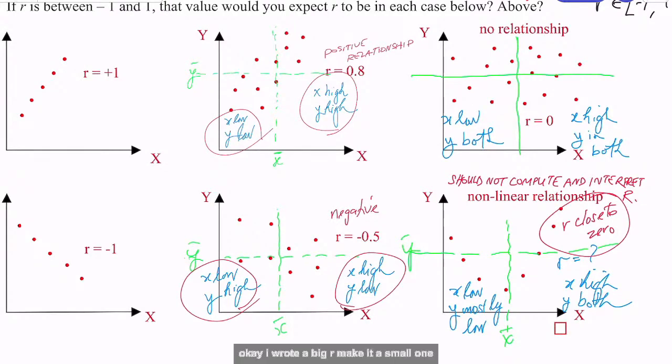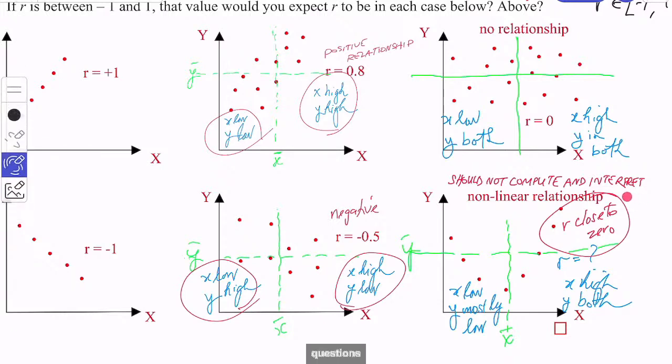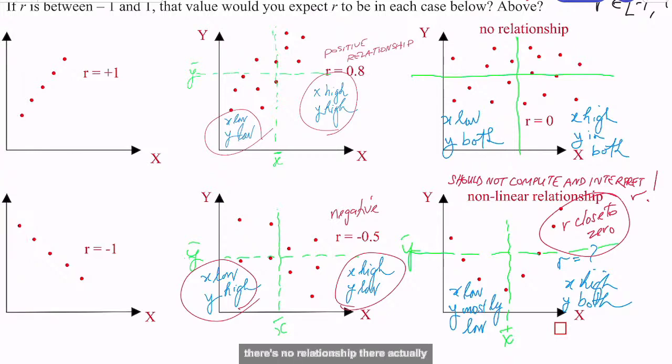Okay. I wrote a big R. Make it a small one. Questions? But if you did, you'd get an R of 0, but that doesn't mean there's no relationship. There actually is a pattern. Okay, so what we're going to do next is calculate R.